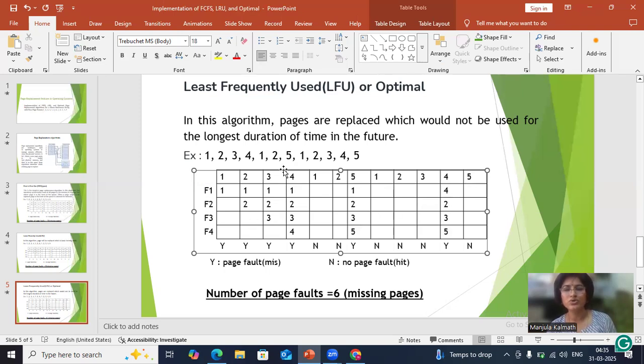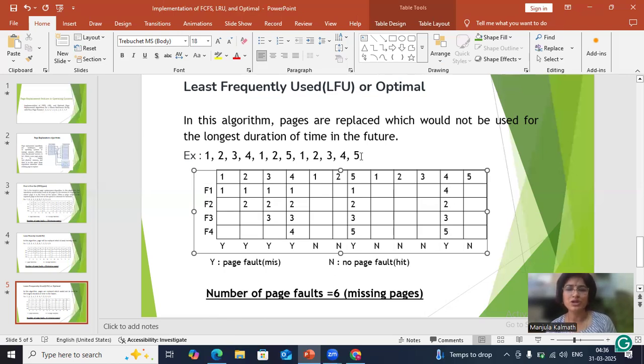So this is how it seeks the page numbers which are not going to be used in the future, that is, used after a long time or not used at all, and replaces them with a newly required page. This is what the optimal algorithm does here. The number of page faults for this one is 6: 1, 2, 3, 4, 5 and 6. The total number of page faults is 6.